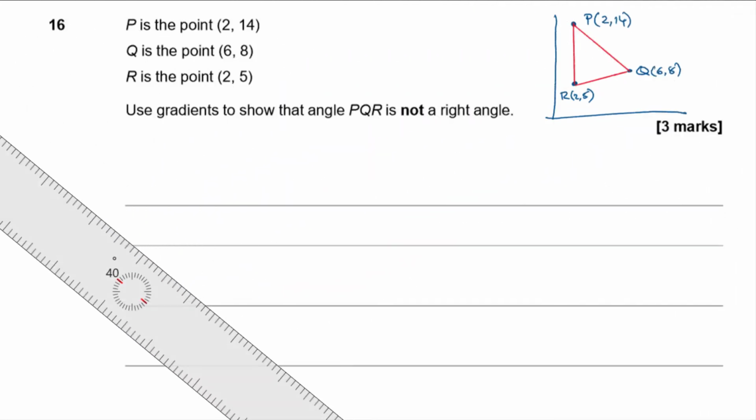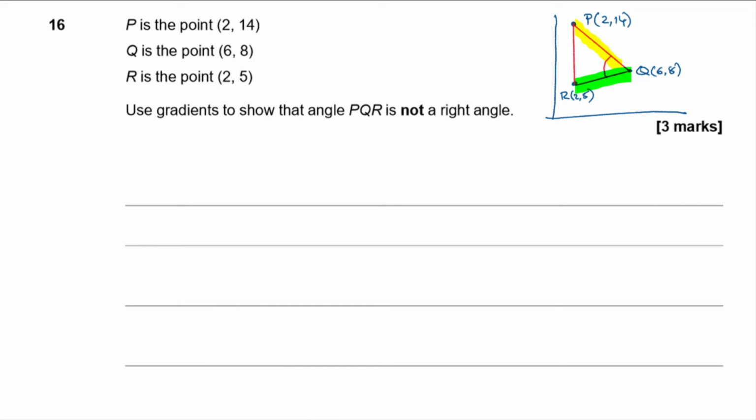Okay, so what do we want to do? We want to use gradients to show that PQR is not a right angle. Where's PQR? We're talking about that angle in the corner, aren't we? So this angle. We need to find the gradient of PQ, which is this line, and we need to find the gradient of QR, which is this line, and we need to show that they are not perpendicular to each other, not at right angles.